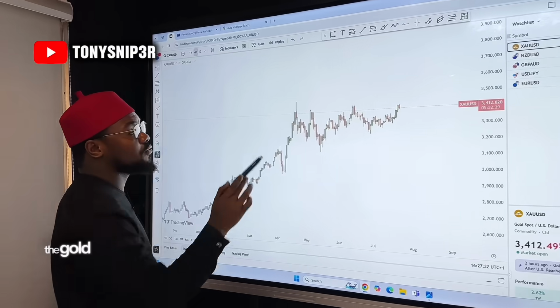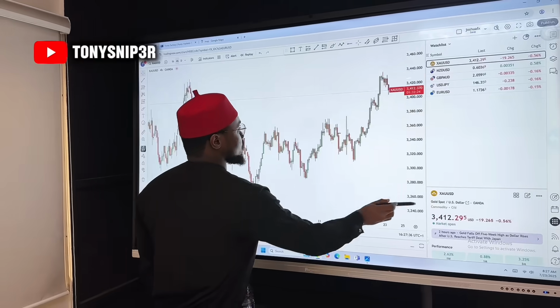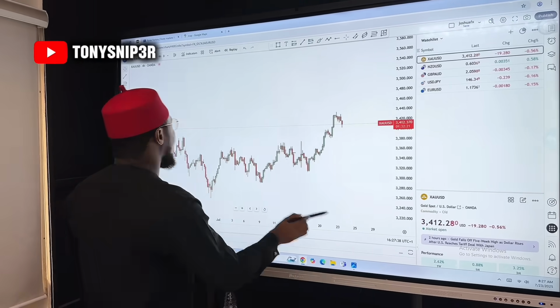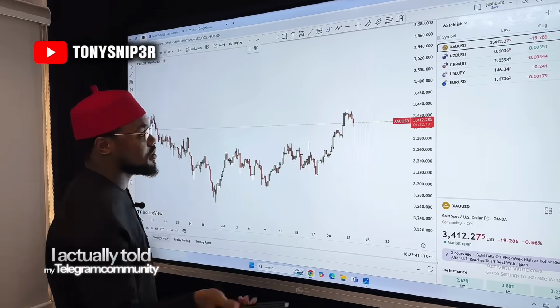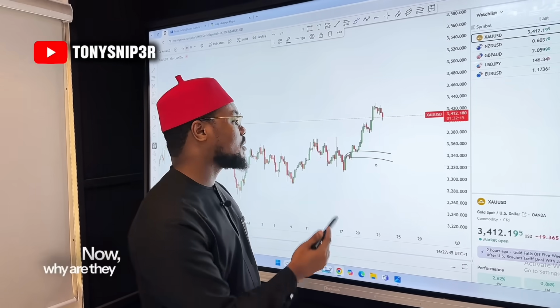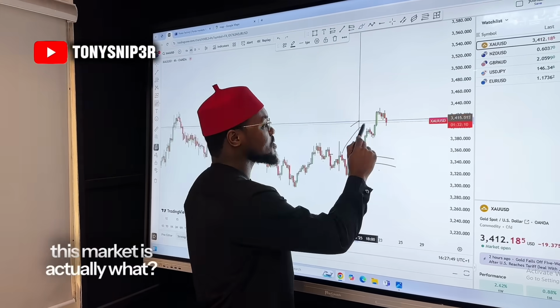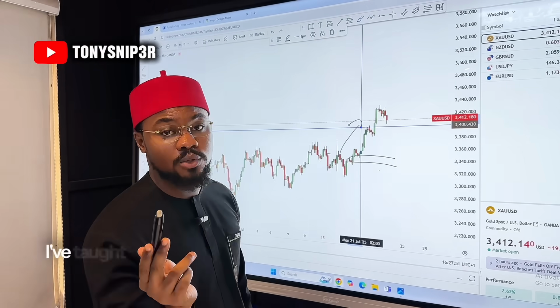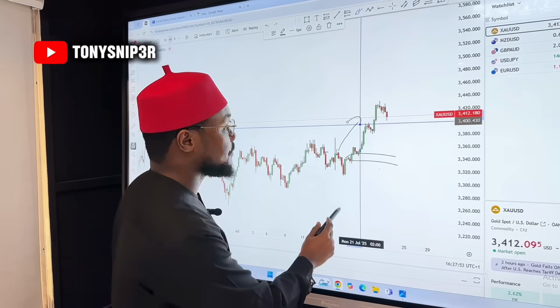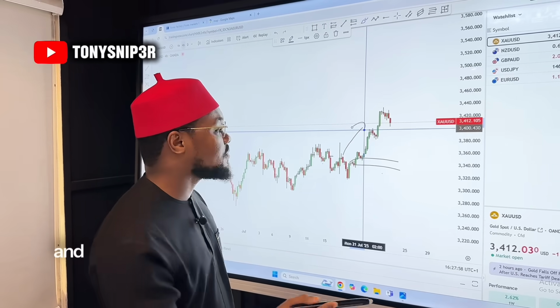Now let's start with the gold 4-hour time frame. Earlier this week, I actually told my Telegram community that they should start looking for buys on gold from this level. Now, why are they looking for buys on gold from this level? Because number one, this market is actually trending. I've taught you guys about that on market structure. If you've not watched the video, please go and watch market structure 1, 2, and the final part.